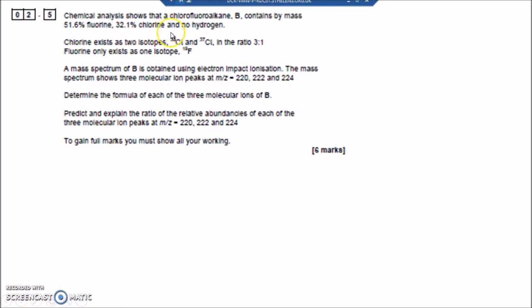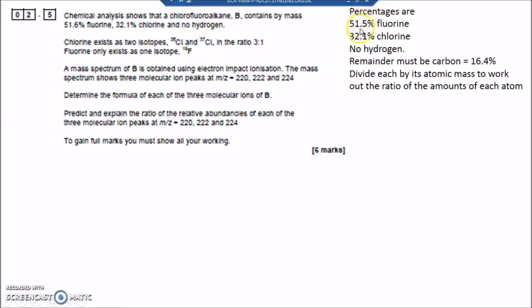A difficult question this, and in 2 parts, so question 2.5. First of all, the first section is not too difficult. Chemical analysis shows that chlorofluoroalkane B contains by mass 51.5% fluorine, 32.1% chlorine and no hydrogen. So the remaining part is carbon. So first of all, if you work out 51.5% fluorine, 32.1% chlorine, the remainder must be carbon. So by subtraction from 100%, 16.4% is carbon.